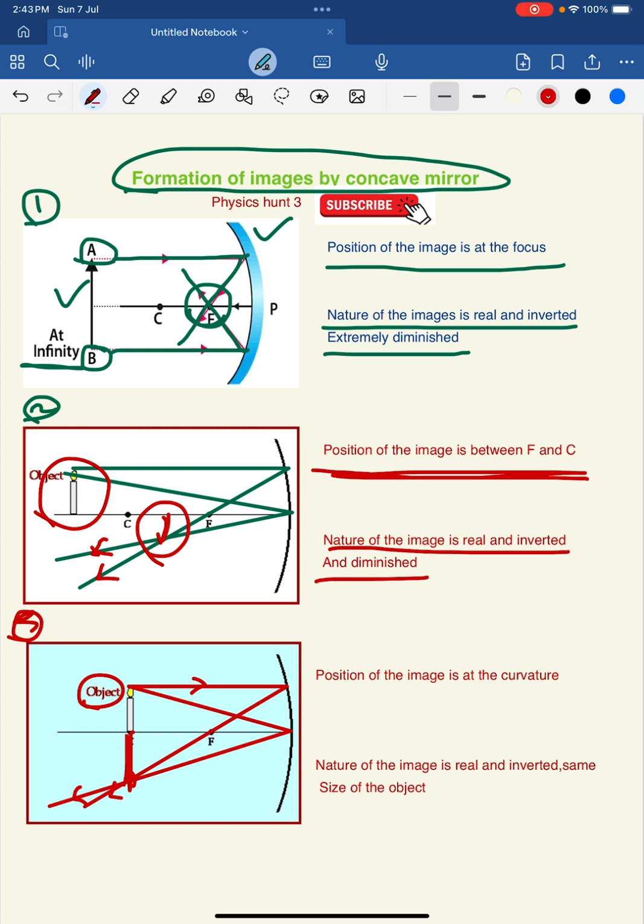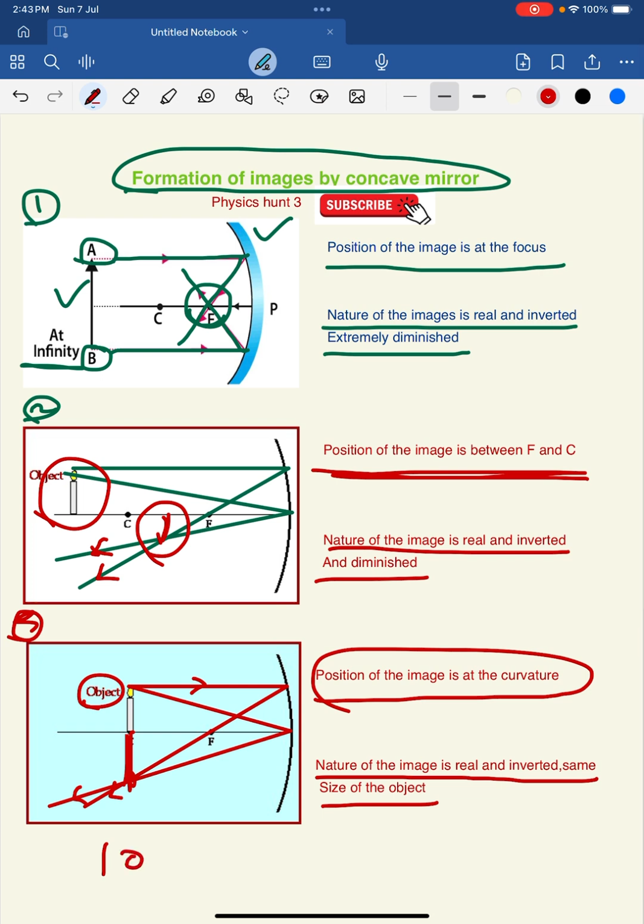So here, where is the position of the image? The position of the image is at the center of curvature only. It forms exactly at the position of the object, but real and inverted. The nature of the image is real, inverted and same size. That means if the object size is 10 centimeter, the image size is also the same, 10 centimeter.